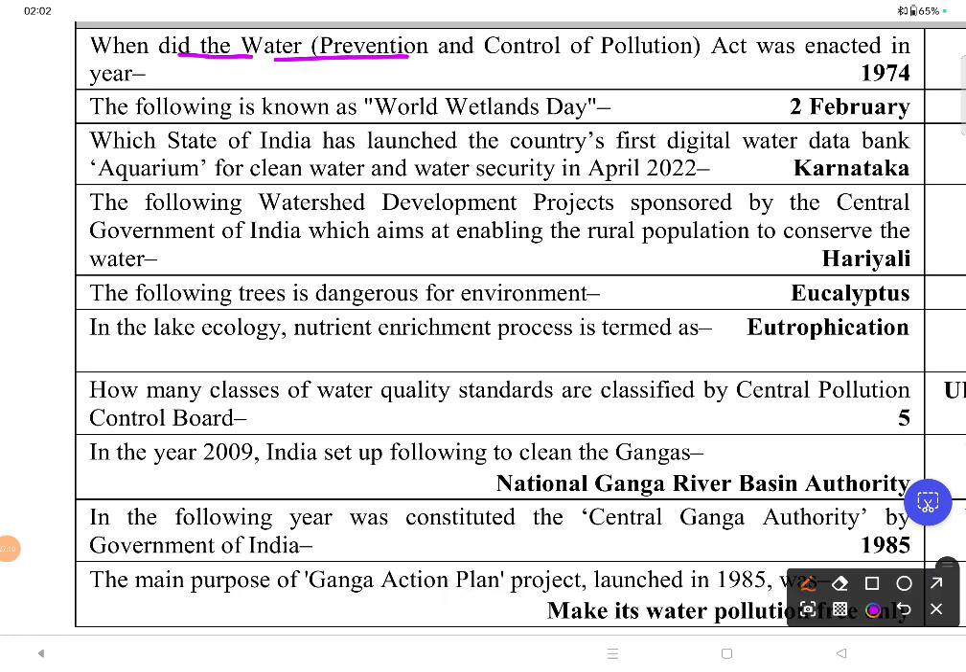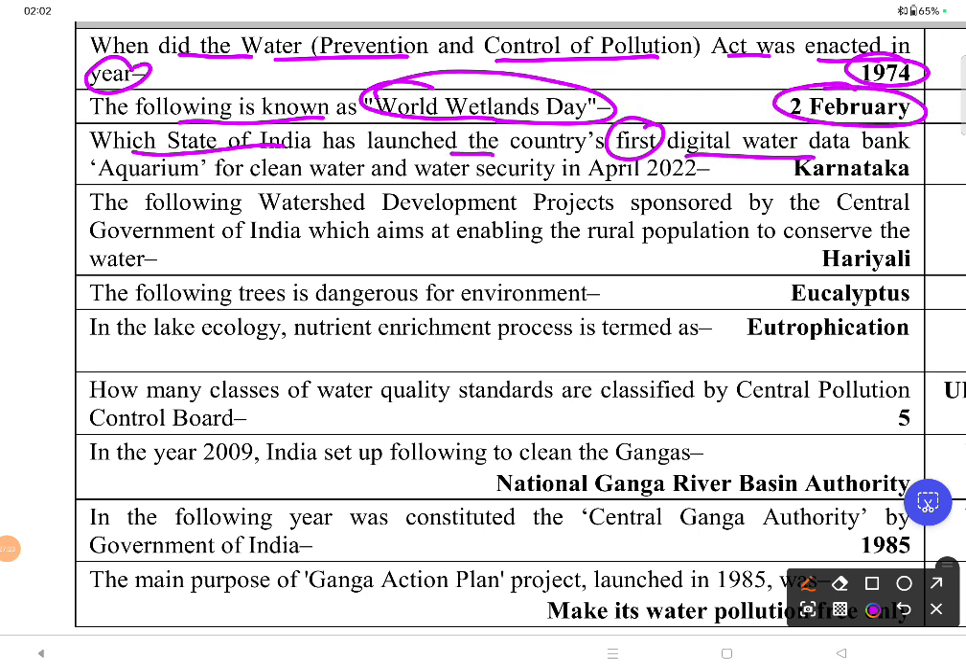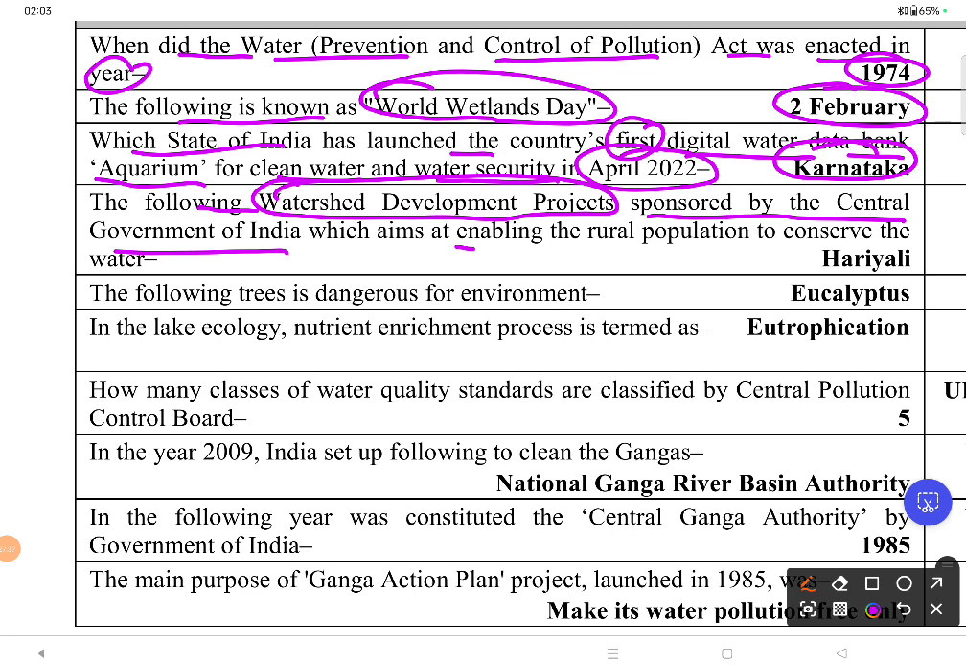When was the Water Prevention and Control of Pollution Act enacted? In year 1974. The following is known as World Wetland Day: 2nd February. Which state of India has launched the country's first digital water data bank for clean water and water security in April 2022? Karnataka. The following watershed development project sponsored by Central Government of India, which aims at enabling the rural population to conserve the water, is Hariyali.